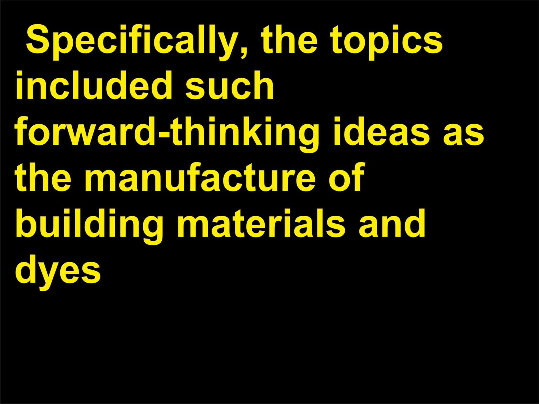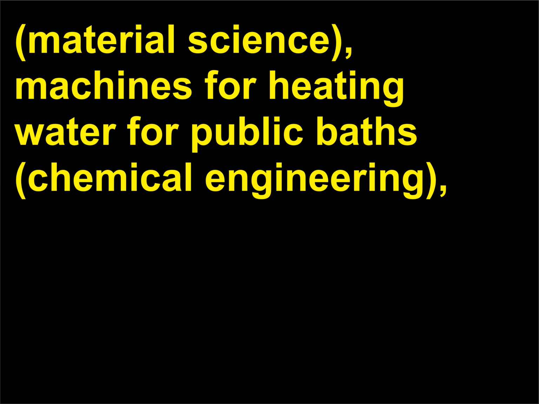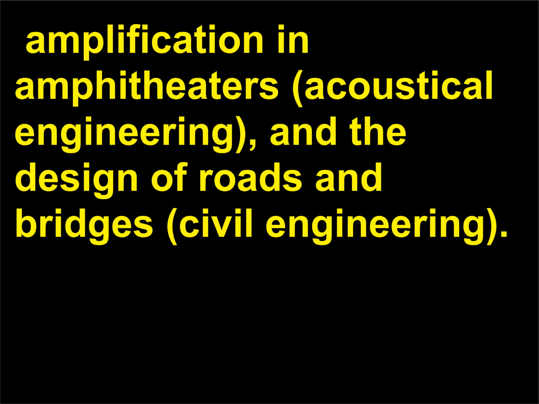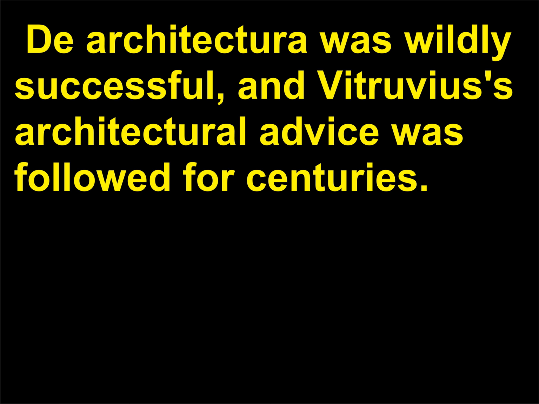Specifically, the topics included such forward-thinking ideas as the manufacture of building materials and dyes, material science, machines for heating water for public baths, chemical engineering, amplification in amphitheaters, acoustical engineering, and the design of roads and bridges, civil engineering. De Architectura was wildly successful, and Vitruvius's architectural advice was followed for centuries.